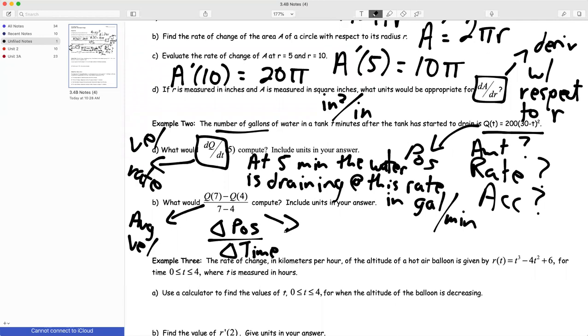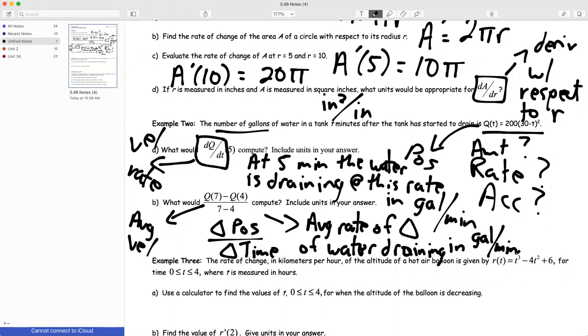So let's write out what this is computing. It is an average rate of change of water draining in gallons per minute when? From t equals 4 to t equals 7. And that's all they asked me to do, right, is describe what that is computing. So I'm going to pause there for just a second. Any questions over anything that we've done so far?